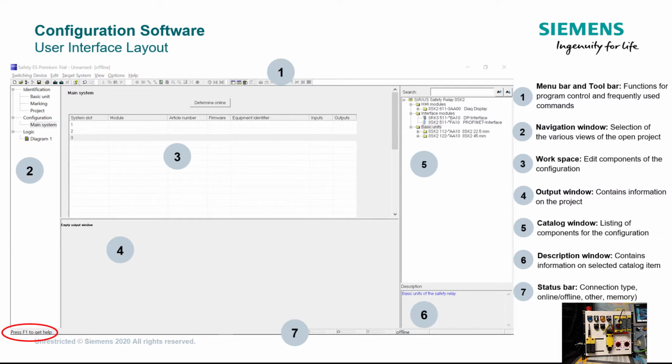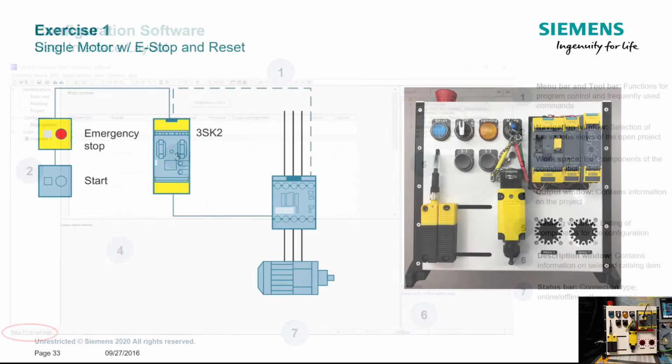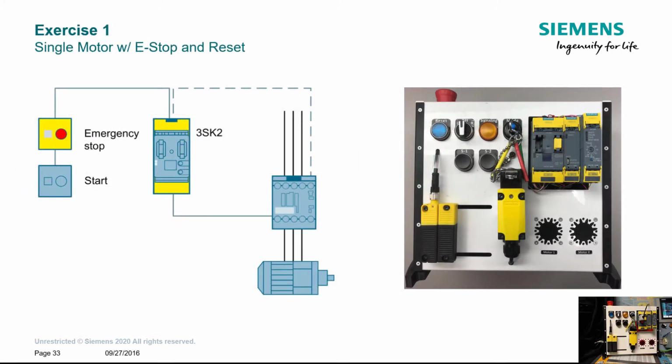So let's get into our actual first application for our hands-on workshop. In the hands-on workshop, we're going to do 3 different exercises that are all going to build from the previous exercise before it. In this first exercise, we're going to do a simple e-stop driving into the 3SK2 base unit, the evaluation unit, and then one of the safe outputs from the 3SK2 is going to drive the spinning wheel. So you can see that on the slide here as far as the components that are going to be affected.